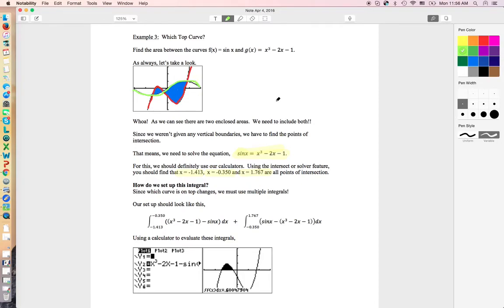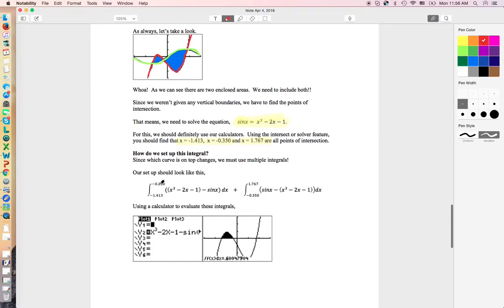And there's no other way to handle that situation than to just set up two different integrals and add their two results together. So when we're working for the region on the left where the cubic equation is on top, I'm going from this leftmost point of intersection, negative 1.413, to this rightmost point of intersection, so I'm stopping here, and that's negative 0.350. So I'm taking the cubic equation minus the sine function when I'm calculating that left area.